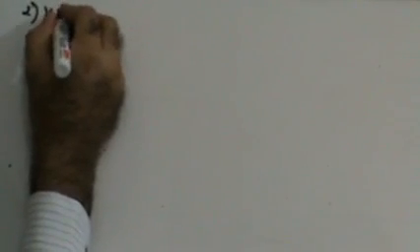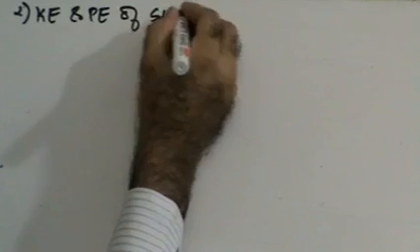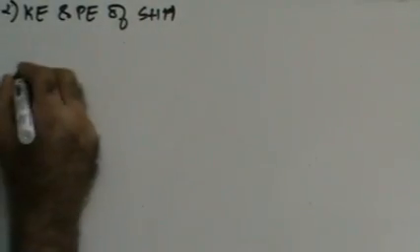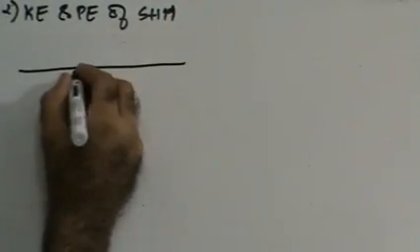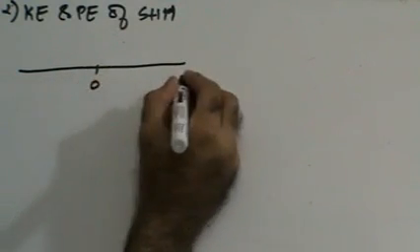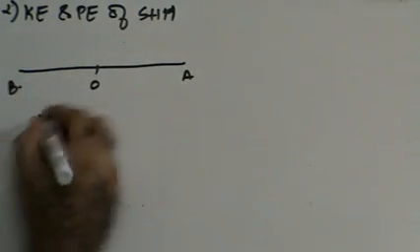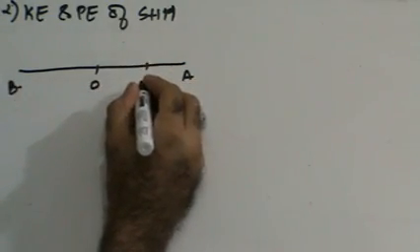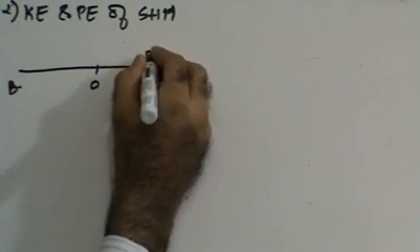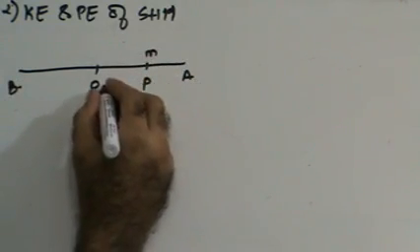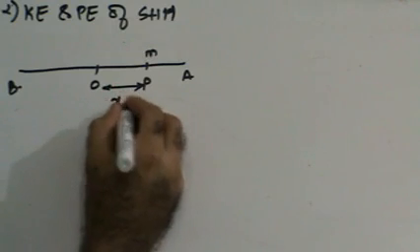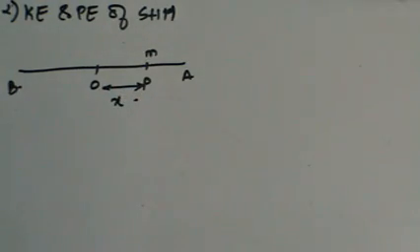Next, let's try to derive an expression for kinetic energy and potential energy of an SHM. Kinetic energy and potential energy of SHM. Right? Consider a body in SHM. O is the mean position, A is the positive extreme, B is the negative extreme. Right? Let's assume that the body has reached point P, a body of mass m such that point P is at a distance of x from the mean position. Right? Let's write this much down.